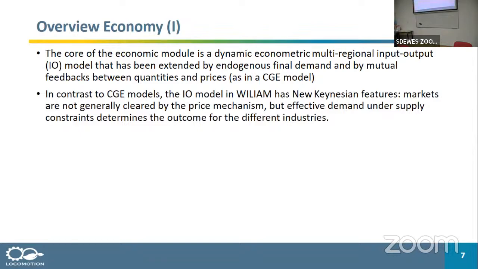Markets are not cleared by the price mechanism. In the computable general equilibrium model, you are always in equilibrium. Normally you don't have, for instance, unemployment. The idea is that when you have a difference between supply and demand, prices are going to adjust until the supply is equal to the demand. Here we are taking into account that there are some institutional rigidities, for instance, in the labor market, that make it so that at some point you are not in equilibrium, that you have unemployment, undesired unemployment. And this is something that we have here.